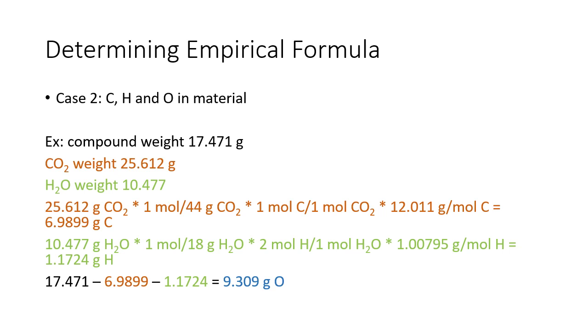We do the same thing for water, except it's slightly different because for every 1 mole of water, we have 2 moles of hydrogen. So we actually have to multiply our number of moles of water by 2, and then we use the atomic mass of hydrogen in order to find that we have 1.1724 grams of hydrogen. So we take our compound weight, we subtract off the weight of the carbon, we subtract off the weight of the hydrogen, and what is left is the weight of oxygen. Because mass cannot be created or destroyed, this has to be true.